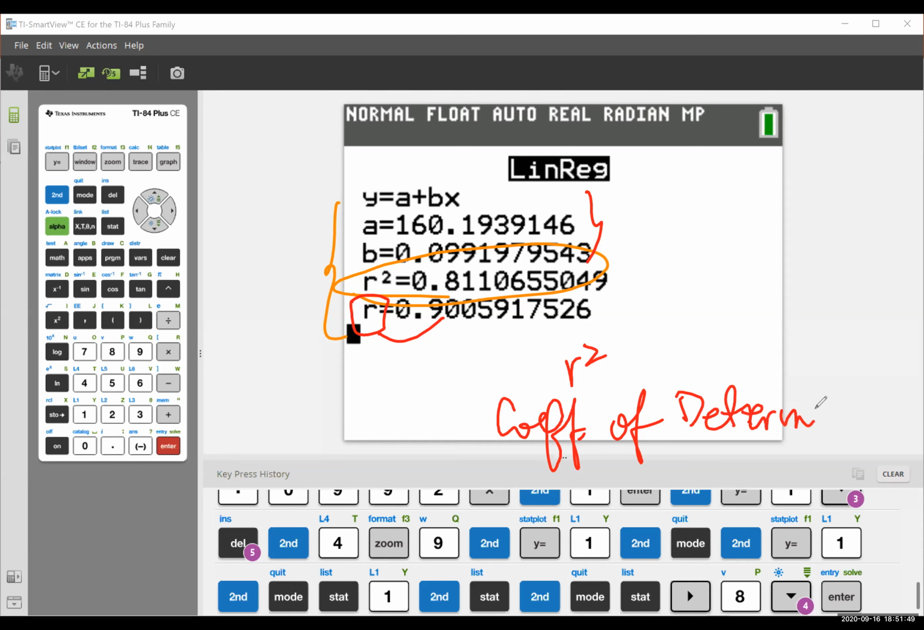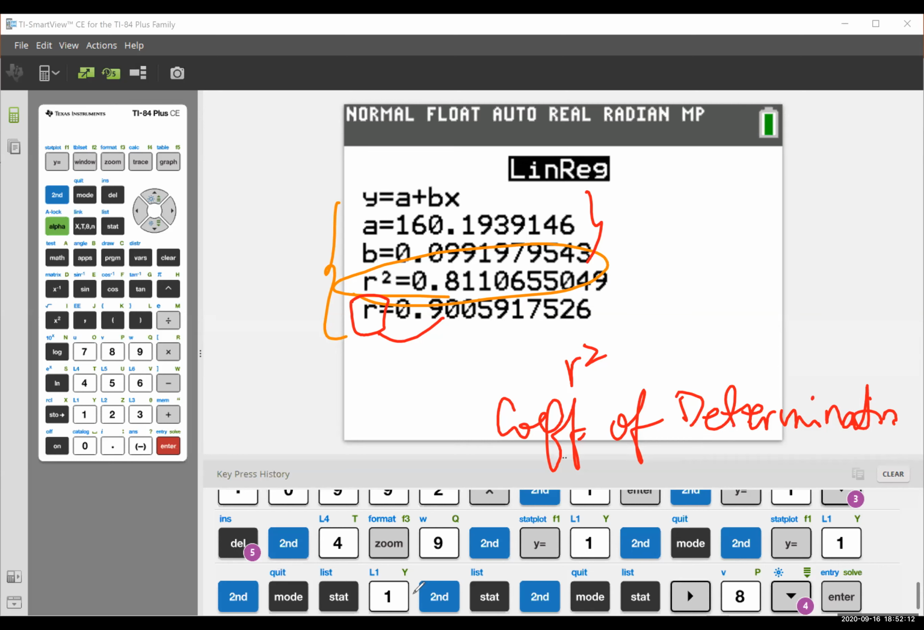So you will see a problem like this. Compute the coefficient of determination. All you have to do is, again, stat calc 8 and look for r squared. Any questions? But don't ever forget this.